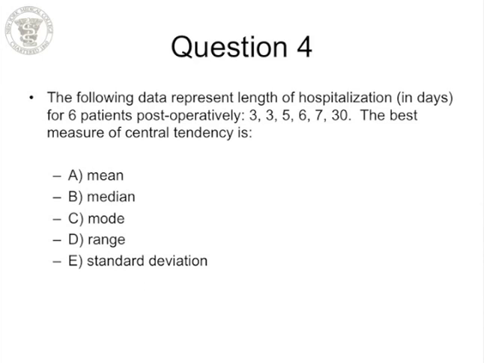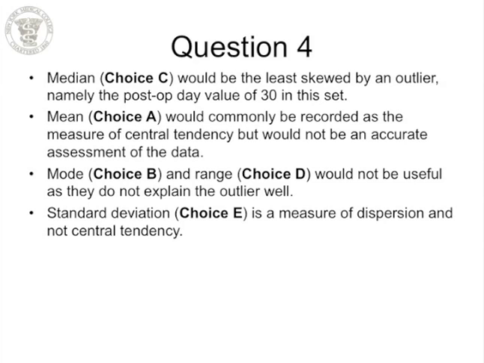Here's a fourth question. The numbers represent length of hospitalization in days for 6 patients post-operatively: 3, 3, 5, 6, 7, and 30. The best measure of central tendency is A, mean, B, median, C, mode, D, range, or E, standard deviation. And the answer here is actually B, median. The median would be the least skewed by an outlier in this set, namely the post-operative day of 30.